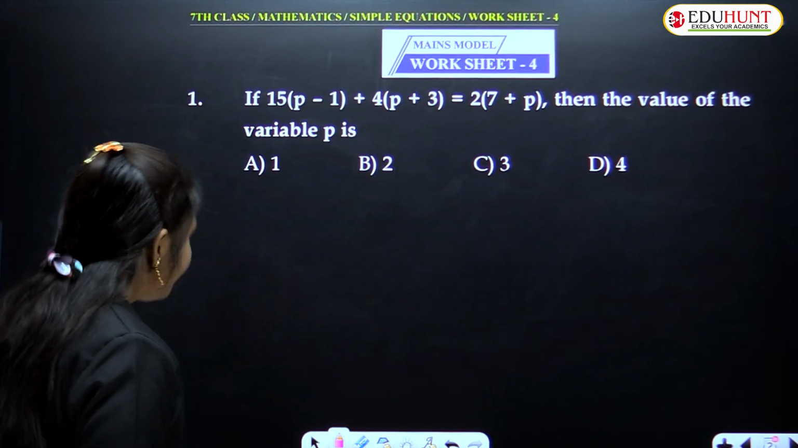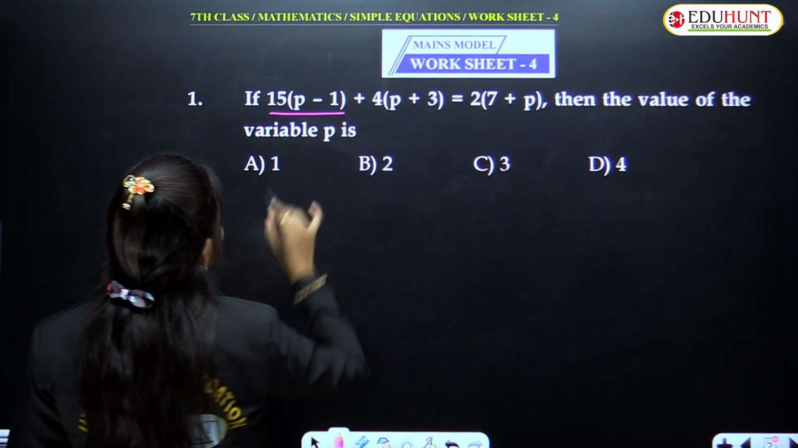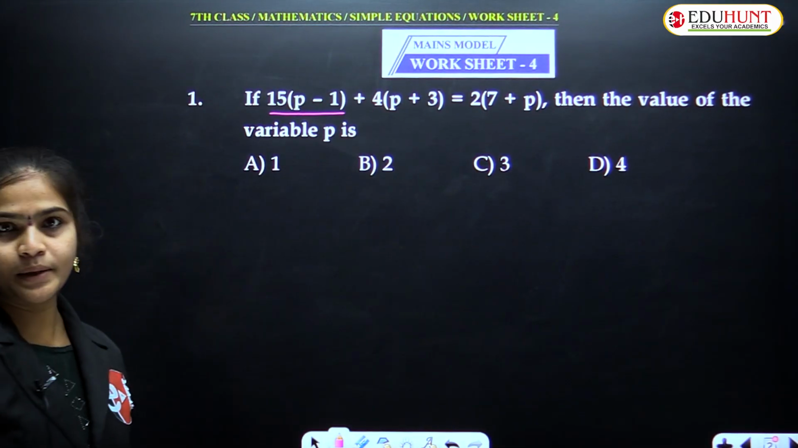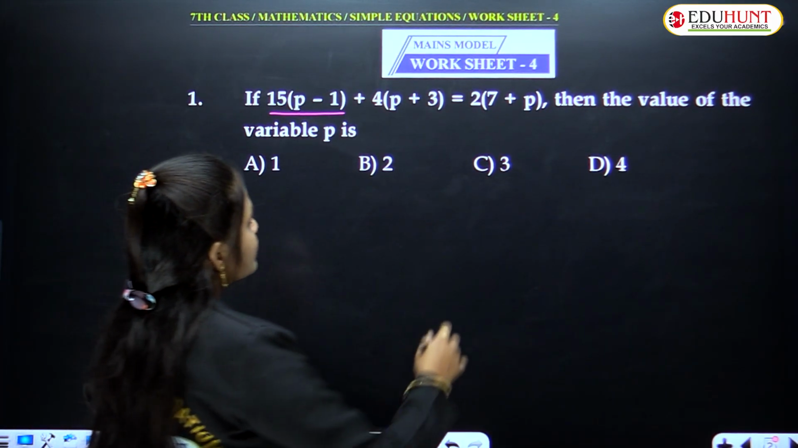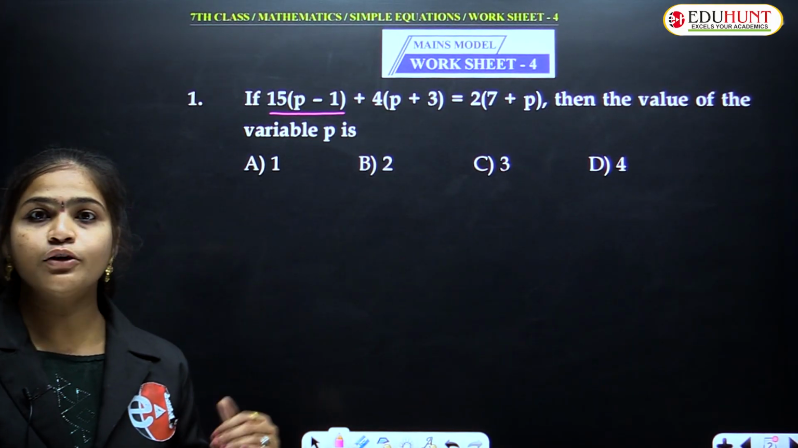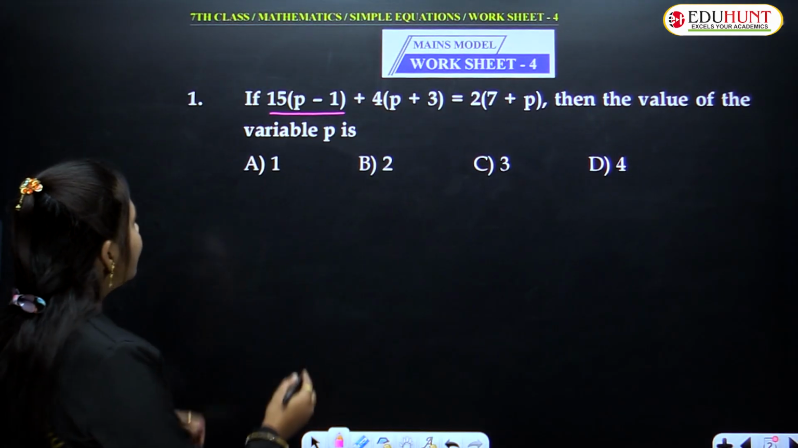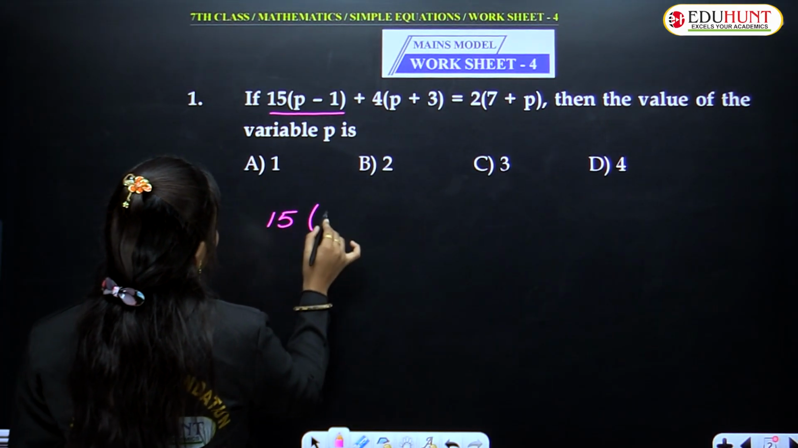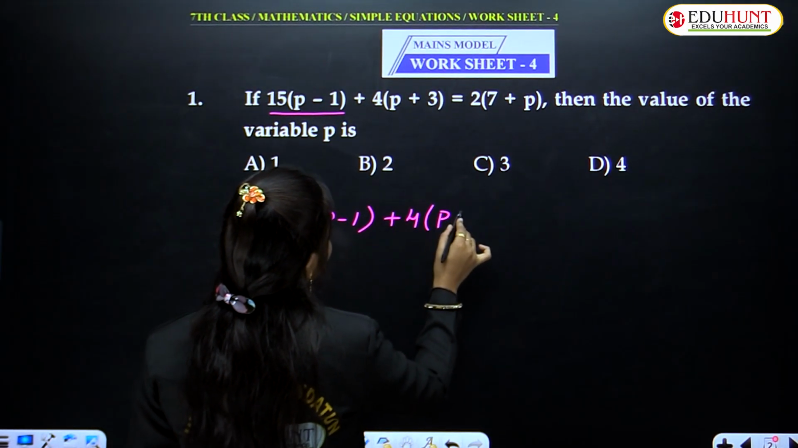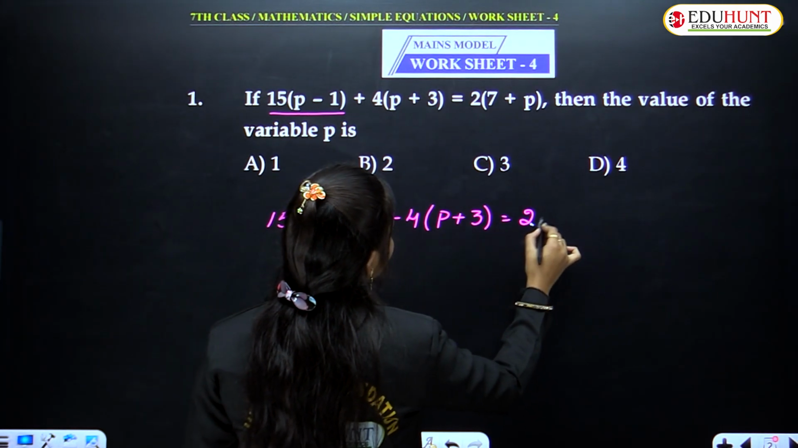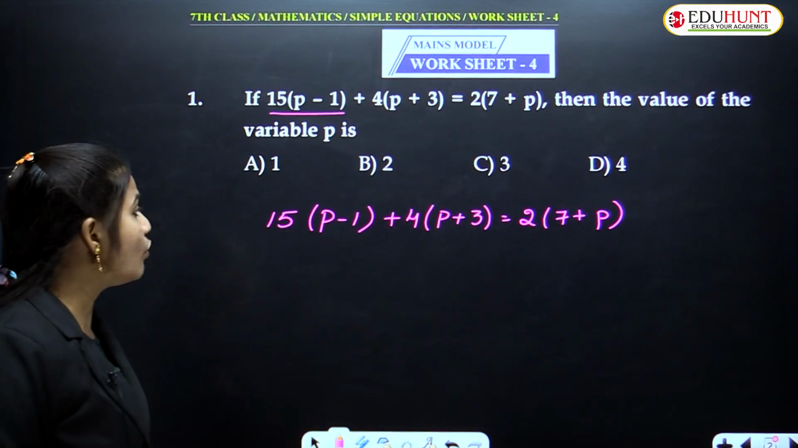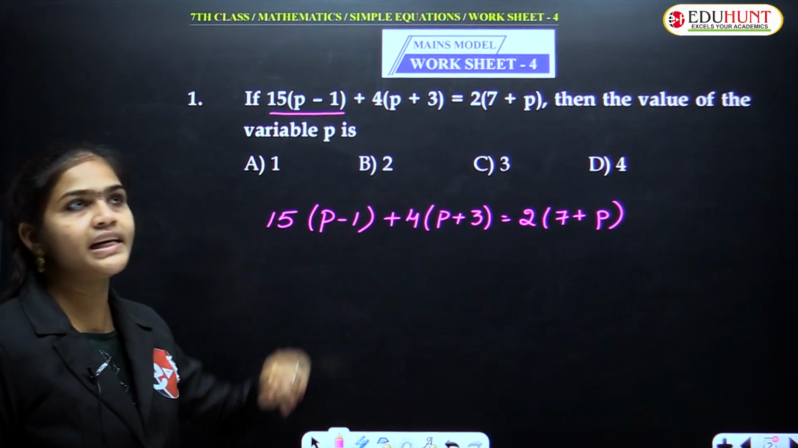If 15 into (p minus 1) plus 4 into (p plus 3) is equal to 2 into (7 plus p), then find the value of the variable p. We need to find the value of the variable p. They have given that 15(p minus 1) plus 4(p plus 3) equals 2(7 plus p). From this we need to find the p value, that is, what value satisfies the given equation.